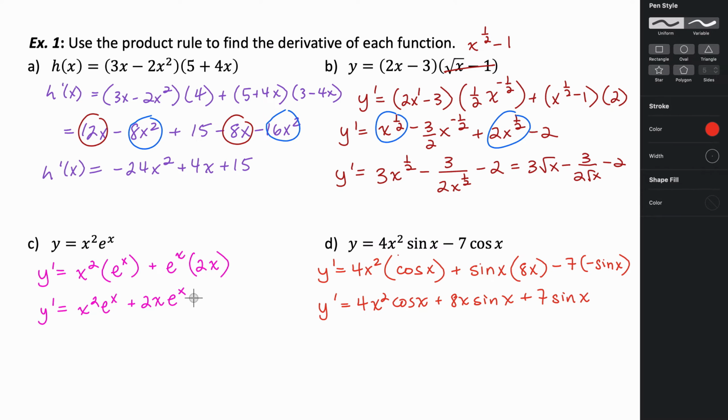And this is how you use the product rule. This is something that comes up a lot and we have to use very frequently. So it's really good and important to know.